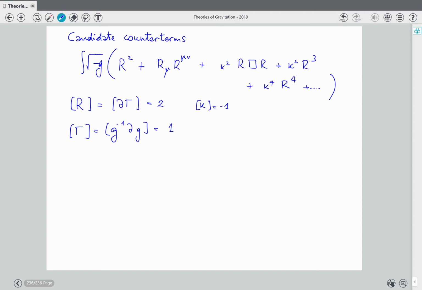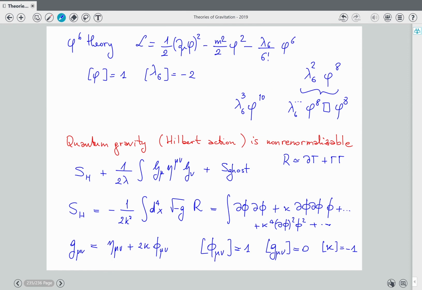Infinitely many terms, and they are all turned on by renormalization and by one-loop diagrams because they have a different divergent structure. They have numerators brought by derivatives that occur in the vertices. 2 derivatives are enough. So this is the theory of quantum gravity and its problem with non-renormalizability.